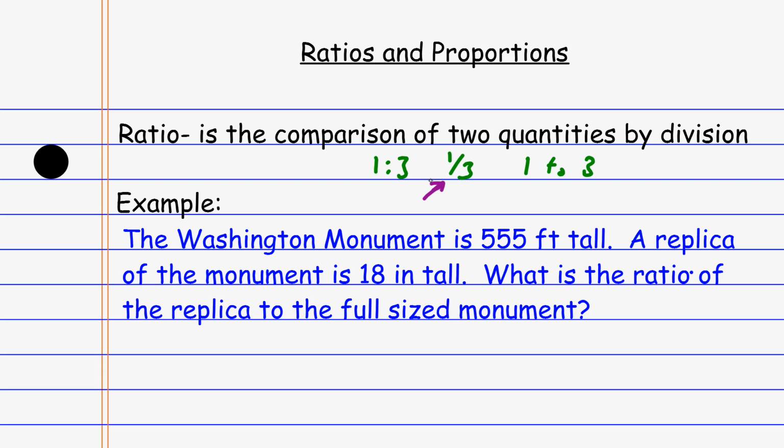So, for example, this one says the Washington Monument is 550 feet tall. A replica of the monument is 18 inches tall. What's the ratio of the replica to the full-size monument? The way that's worded is important, because we want replica first and then the full-size monument. In other words, we want the replica in the numerator and the full-size monument in the denominator.